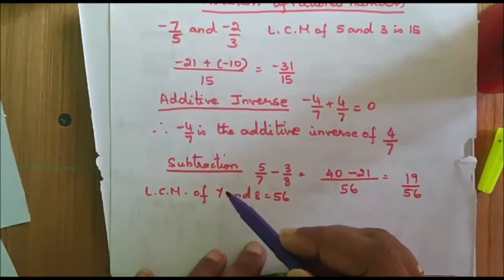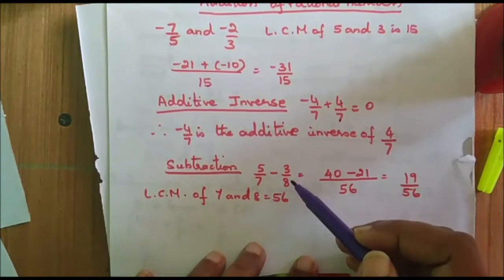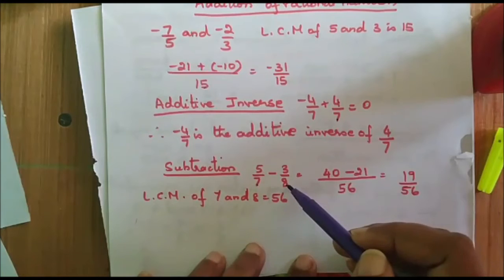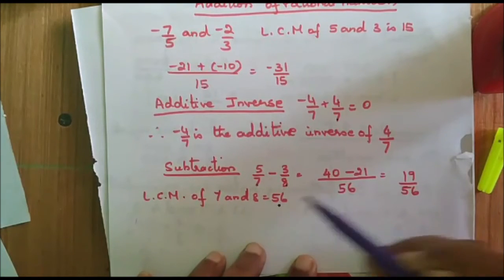Now let us see subtraction. 5 by 7 minus 3 by 8. We should find the LCM of 7 and 8. The LCM of 7 and 8 is 56.